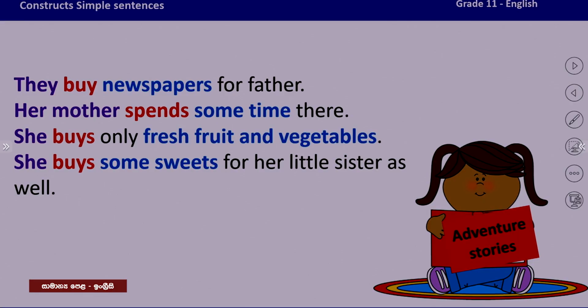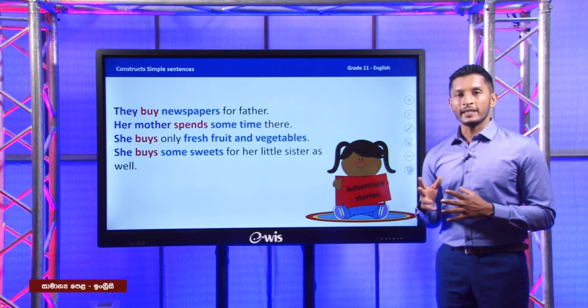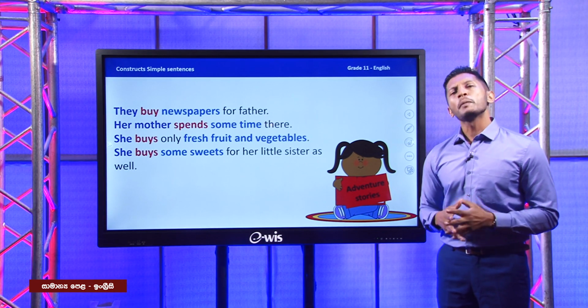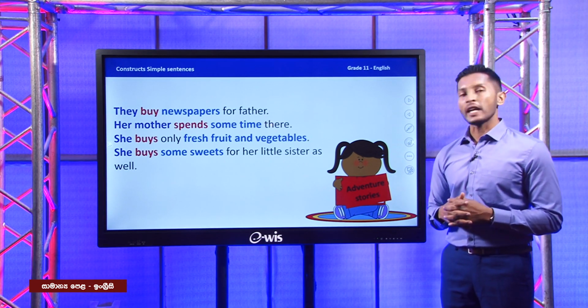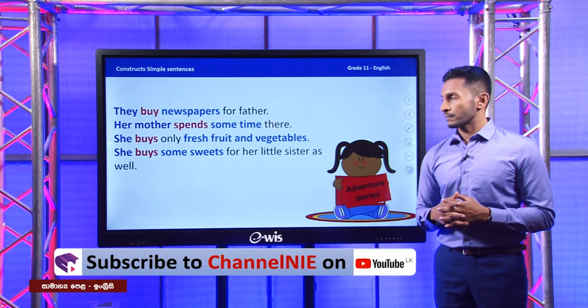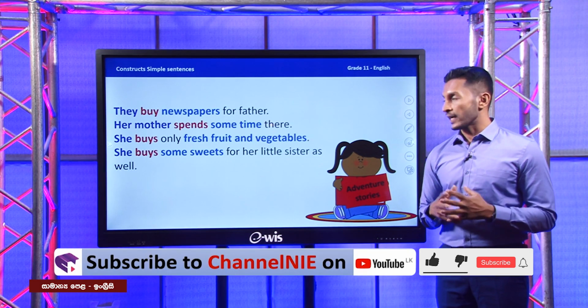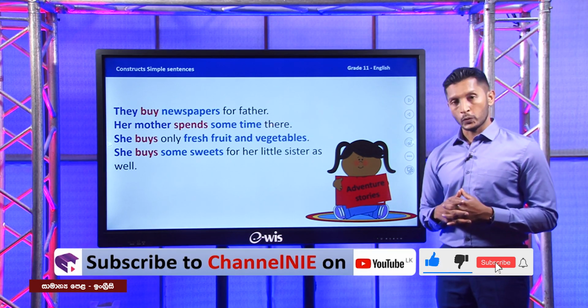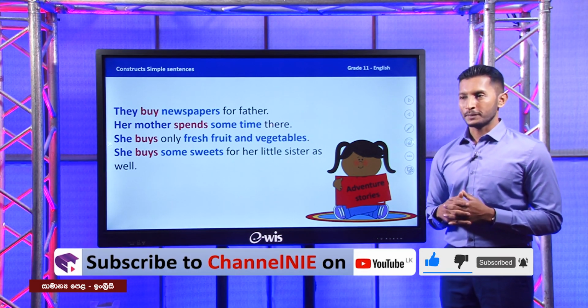The third one, she buys only fresh fruit and vegetables. So what is the action there? The action is buys. Who does the action? She does the action. She buys. She buys what? She buys fresh fruit and vegetables. The last sentence, she buys some sweets for her little sister as well. So what is the verb there? The verb is buys. Who does the action? She does the action. She buys. She buys what? She buys some sweets. Hope that is clear to you.